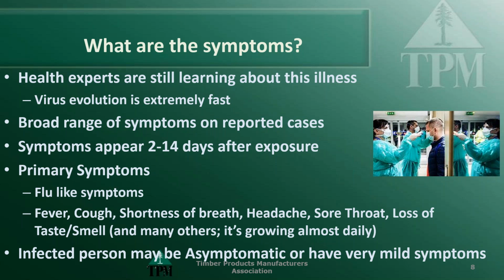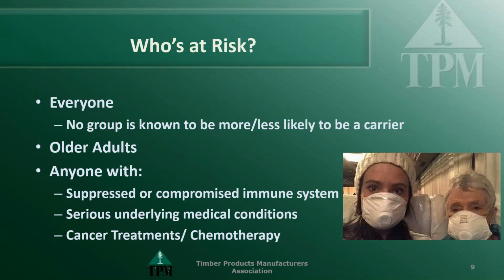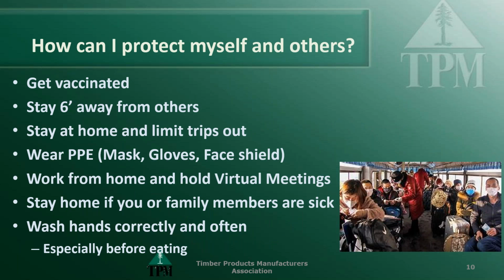My whole family had it. My son was sick for 2 days. So everybody's so different with this. And quite simply, everyone's at risk. But more specifically, older adults or anyone with a suppressed or compromised immune system, if they've got serious underlying medical conditions, cancer treatments, chemotherapy. So those are the people we're trying to be especially protective of.